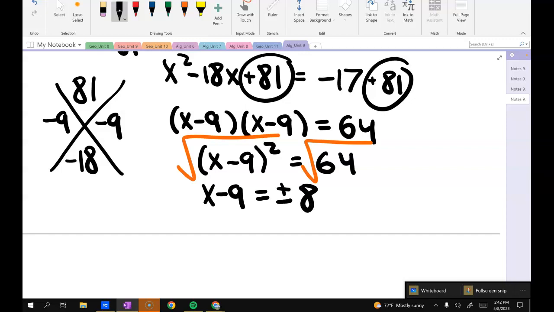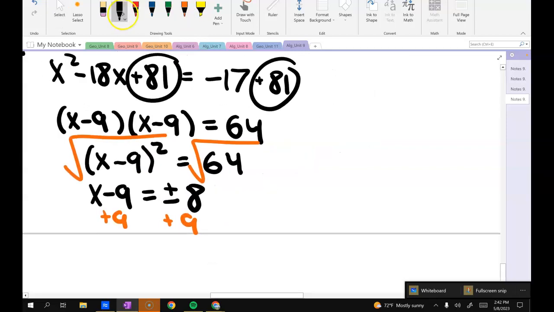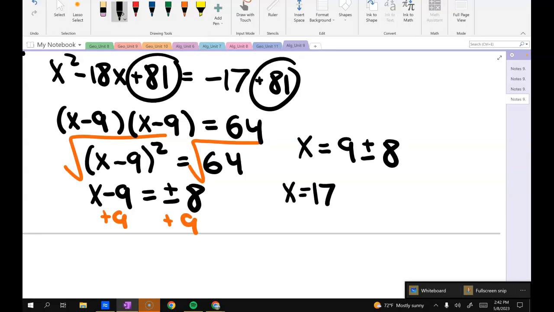And my last step, before I get my two answers for x, would be to add 9 to both sides. So plus 9, plus 9. So I'd say x is equal to 9 plus or minus 8. So again, that just means you're taking 9 plus 8, so x could be equal to 17. And then you're taking 9 minus 8, so that would be 1.